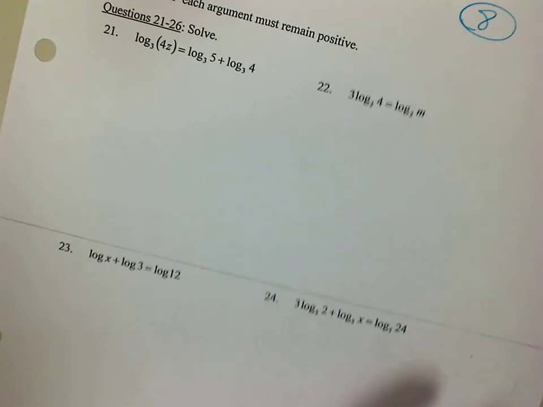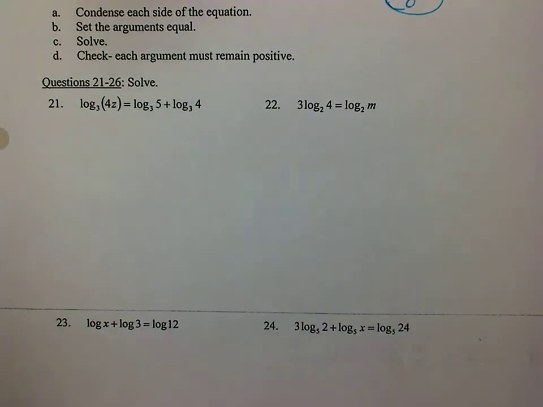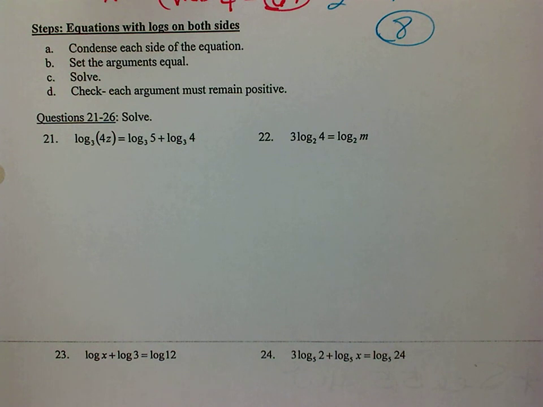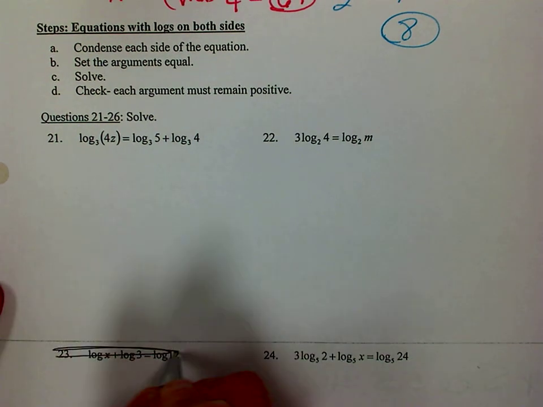Okay, so that brings me to the third part of your notes. This is when you have logs on both sides. And let's see if I can mark off any. Maybe 25. Maybe 23. I'll cross off 23 and 25.